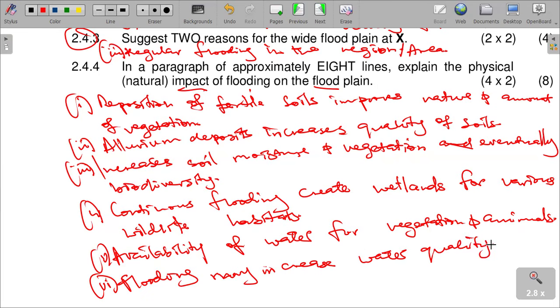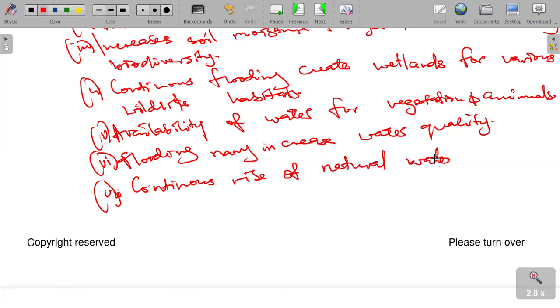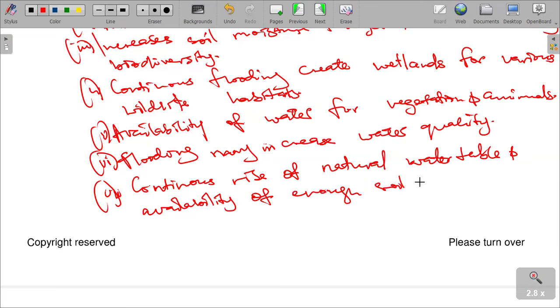Those are some other points that we can also talk about. You can also talk about a continuous rise in the natural water table, and then obviously the availability of enough soil moisture.